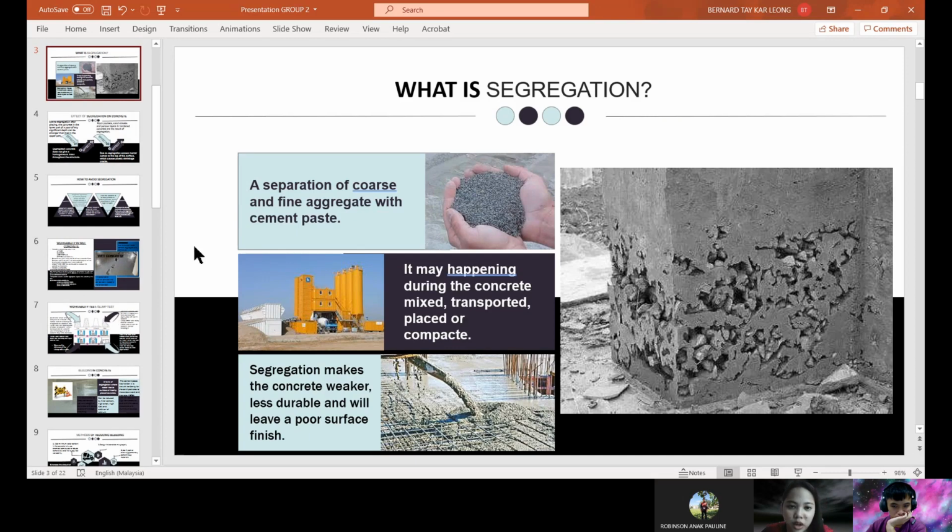What is segregation? A separation of coarse and fine aggregate from cement paste. It may happen during concrete mixing, transporting, placing, or compacting. Segregation makes the concrete weaker, less durable, and will leave a poor surface finish.